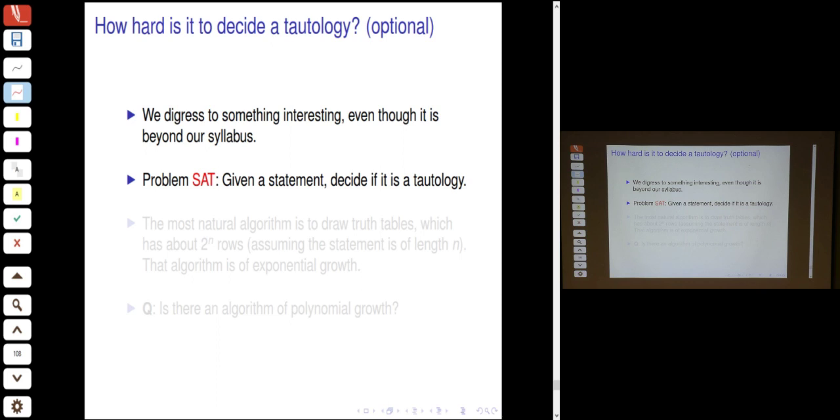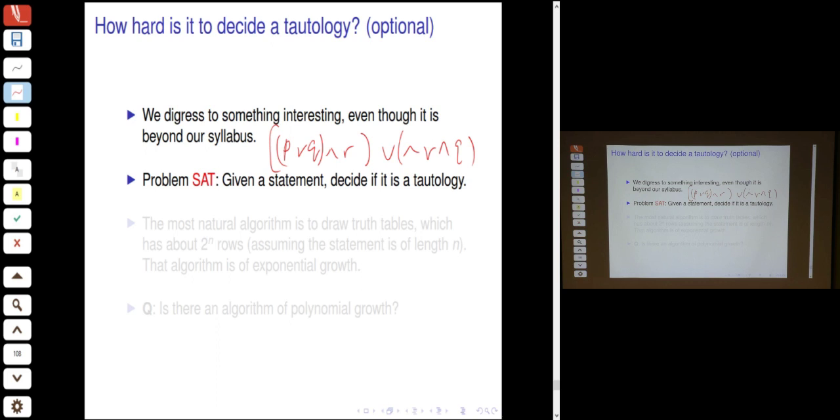So the problem says this. I give you a statement. You have to decide whether it's a tautology. For example, I give you a statement like this: P or Q and R, I don't know, this thing, or not R and Q. So I give you some statement like this.